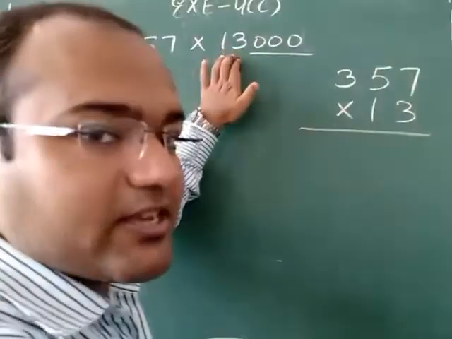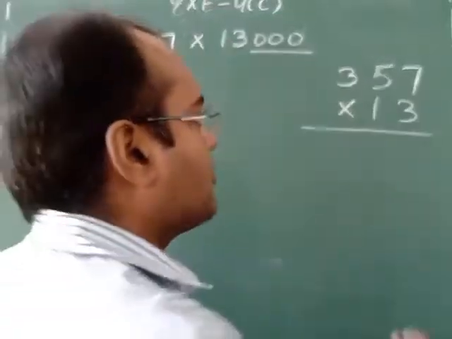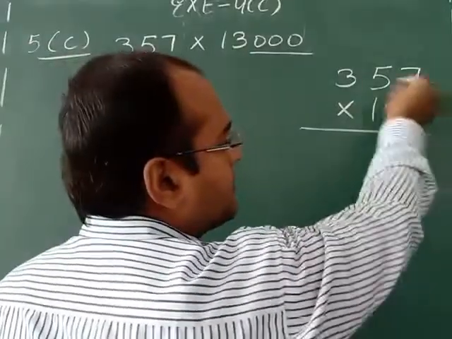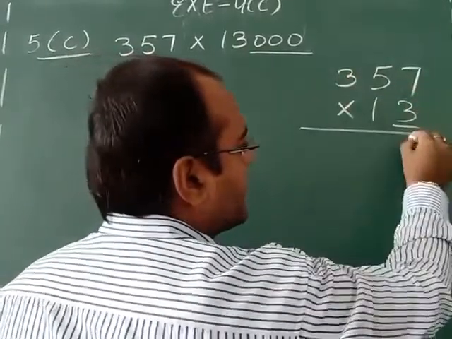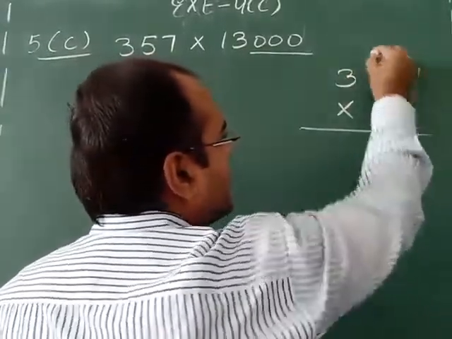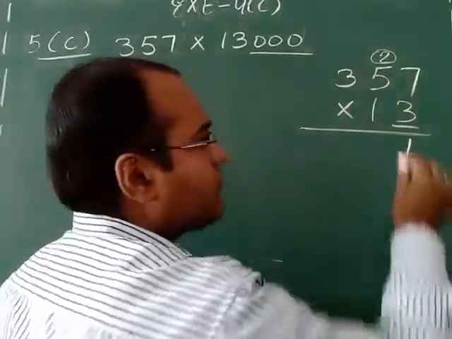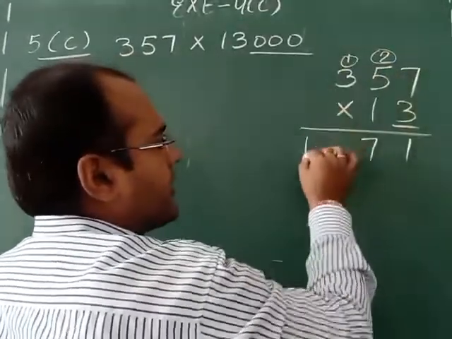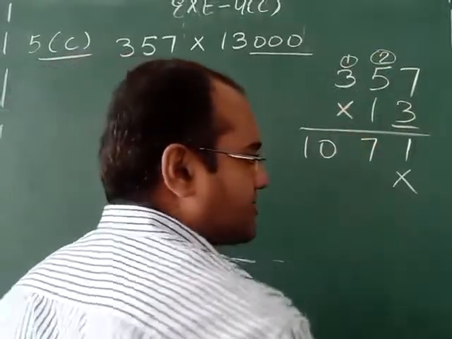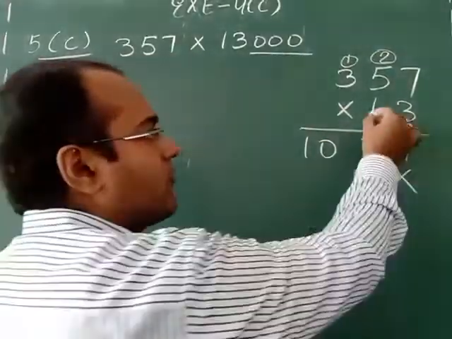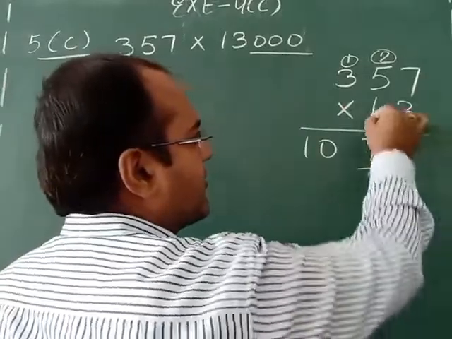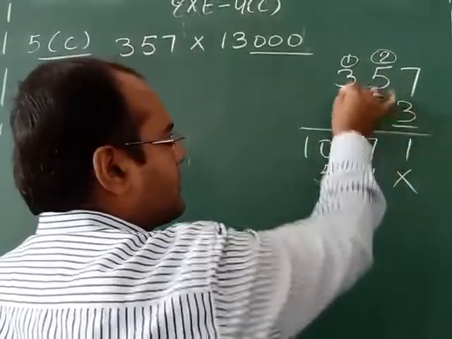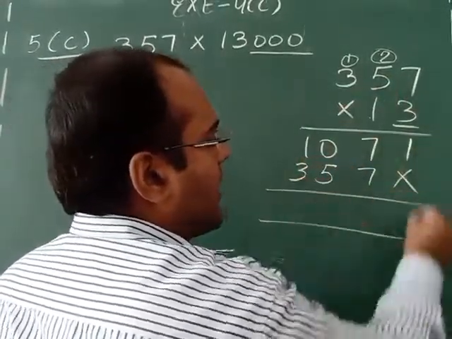357 will be multiplied by what? By 13. So on multiplying this last number with these numbers we get 3 7 ja 21, 2; 3 5 ja 15, 15 plus 2 will be 17, 1; 3 3 ja 9 plus 1, 10. Now at last we have to put the cross sign: 1 7 ja 7, 1 5 ja 5, 1 3 ja 3. Now we will add these numbers.